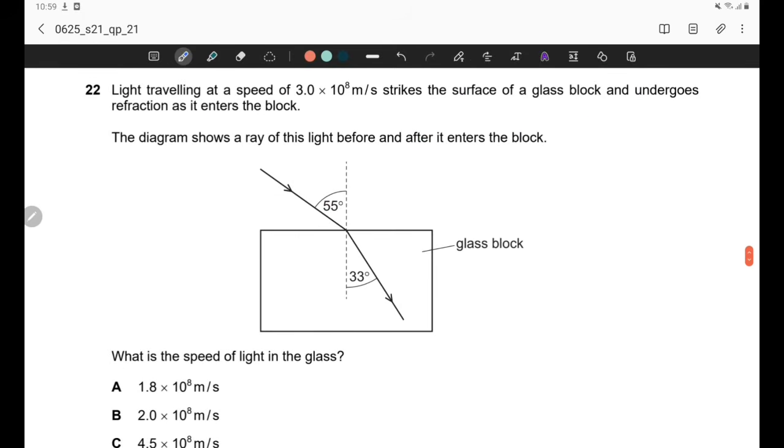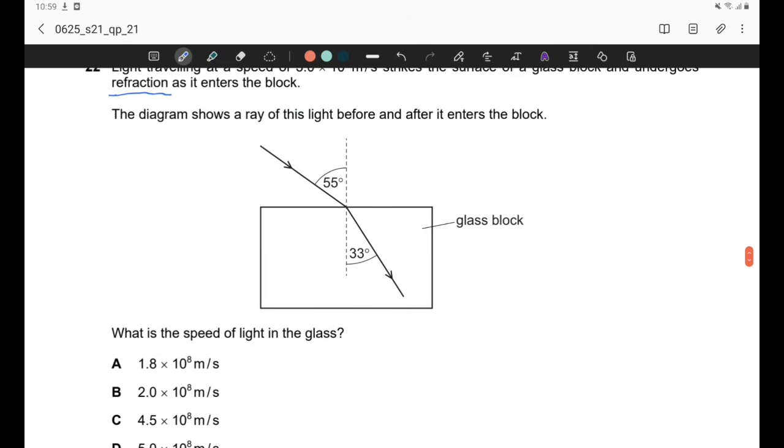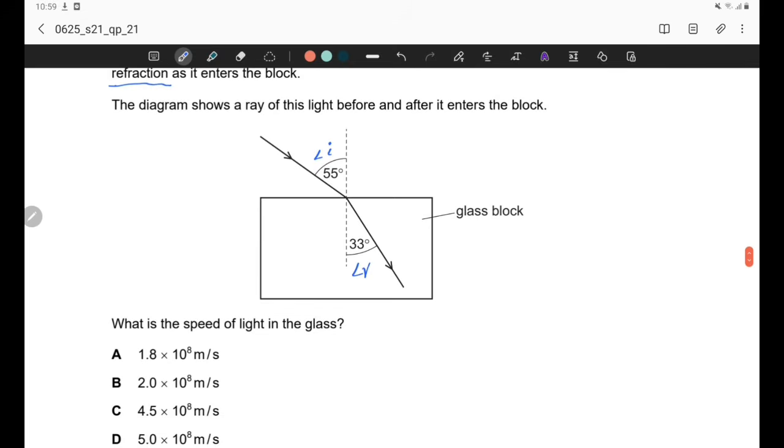Question 22. Light traveling at a speed of 3 × 10⁸ meters per second strikes the surface of a glass block and undergoes refraction as it enters the block. The diagram shows a ray of this light before and after it enters the block. So we are provided with the angle of incidence and angle of refraction. We need to calculate the speed of light in glass.